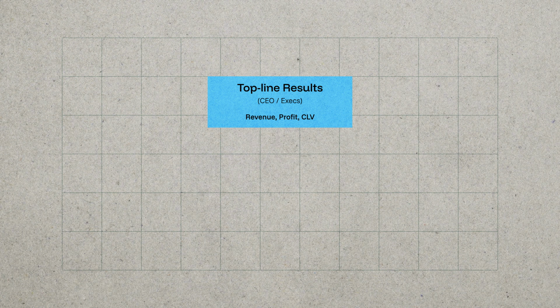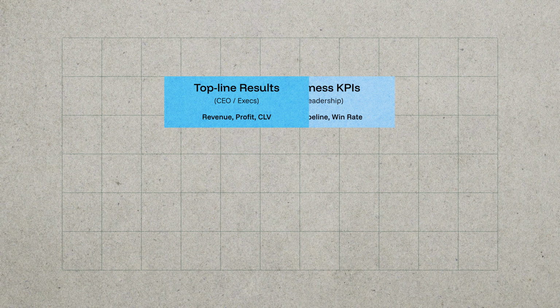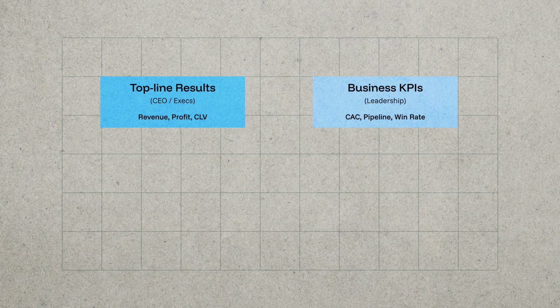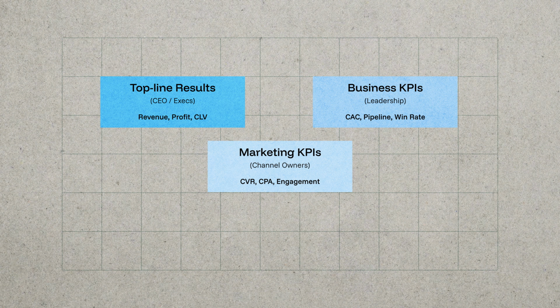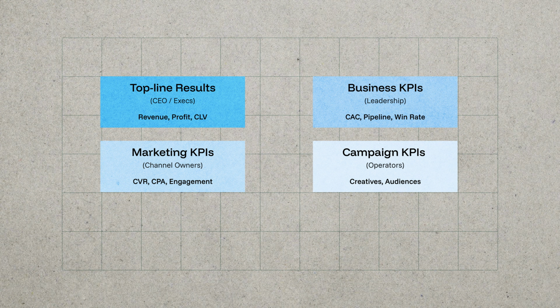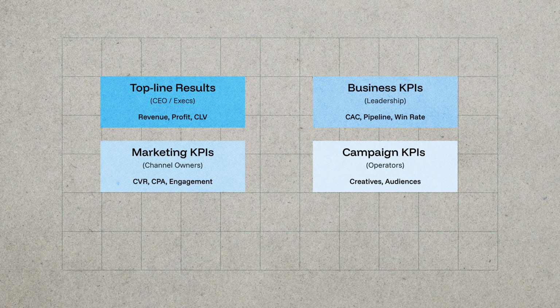Think about it like this. Top-line results are your North Star business outcomes: revenue growth, profit, customer lifetime value. This is what your CEO cares about. Business KPIs are high-level success metrics showing whether marketing drives impact: customer acquisition costs, marketing source pipeline, win rate on marketing qualified leads. Marketing KPIs are core metrics for each channel: conversion rates, engagement rates, cost per acquisition by source. Campaign KPIs are tactical dials guiding optimization: which ad creative performs best, which audience segments convert most, which landing page has the lowest bounce rate.